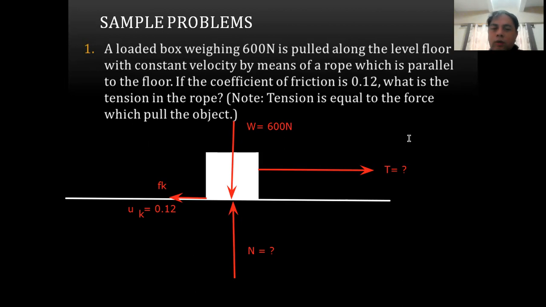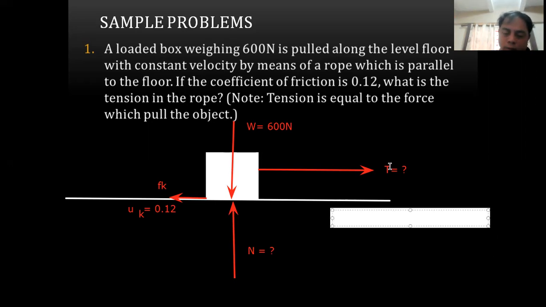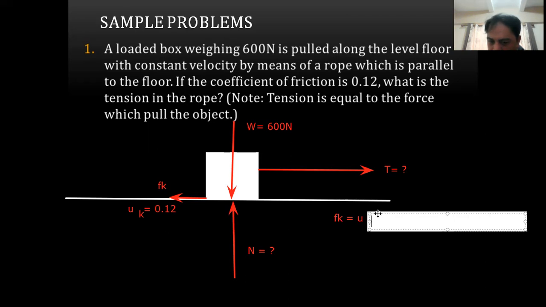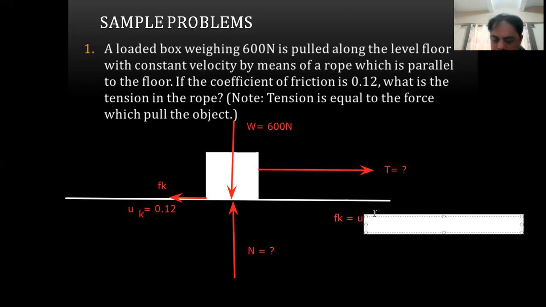So what is our goal? We are trying to find the tension that is found on our string, or on our cable. Okay, now what equation can we use? First of all, our equation is that friction, F sub k, is equal to mu sub k times N. So mu is your coefficient of friction, and N is your normal force.